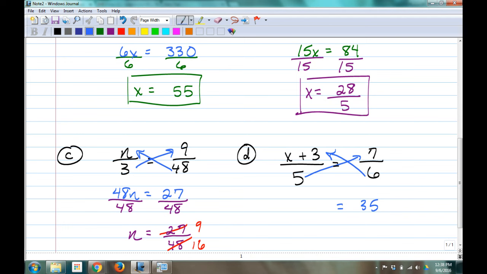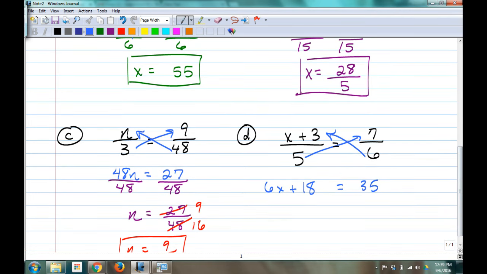Now, x and 3 can't be added together. They're not like terms. One's an x and one's a 3. Not plus 3, but plus 6x plus 18. It's like distributive property there. And then we get this nice little multi-step equation, or 2 steps to solve from there.